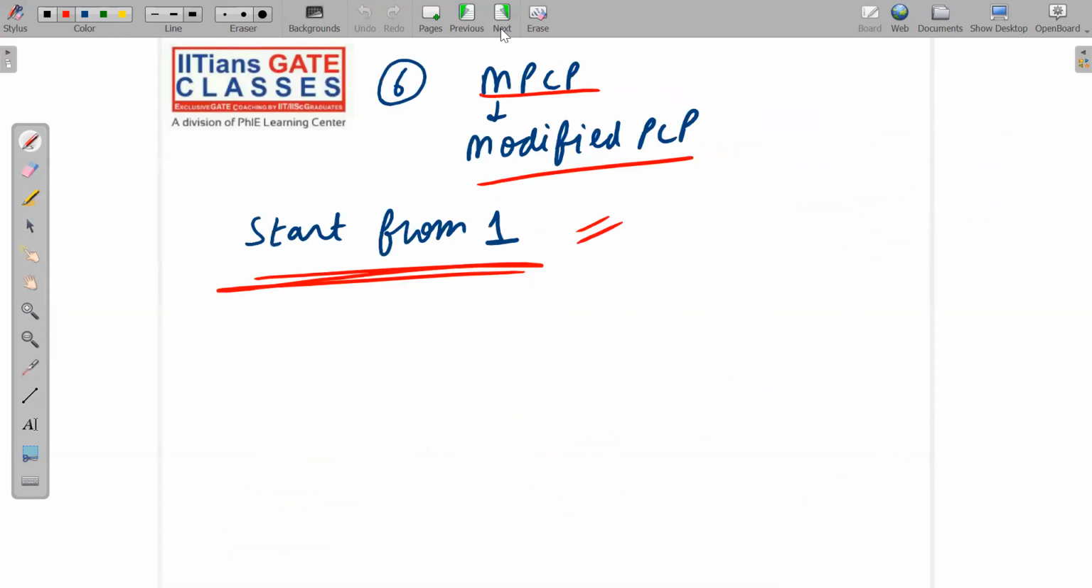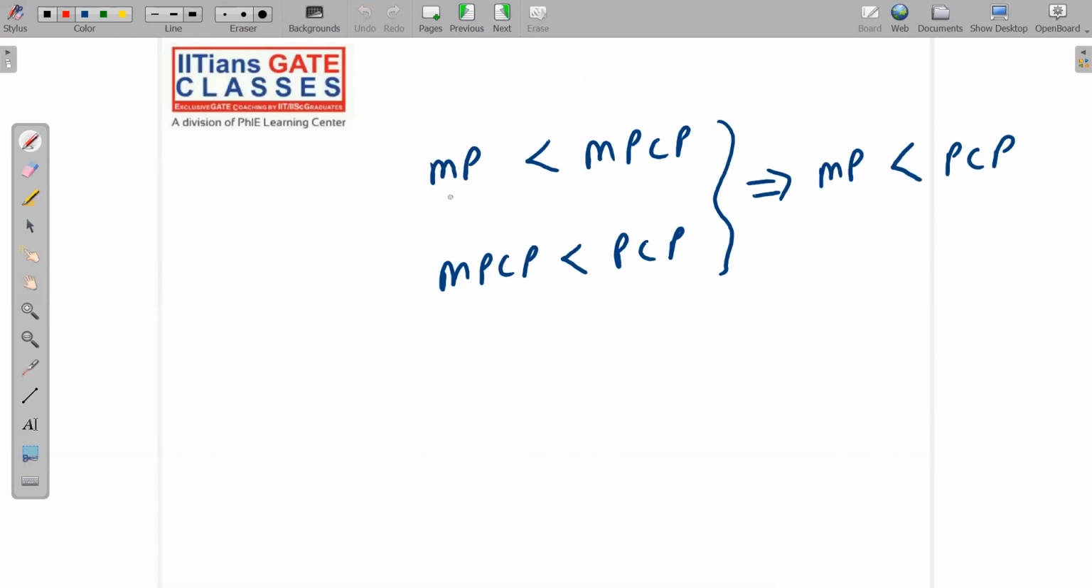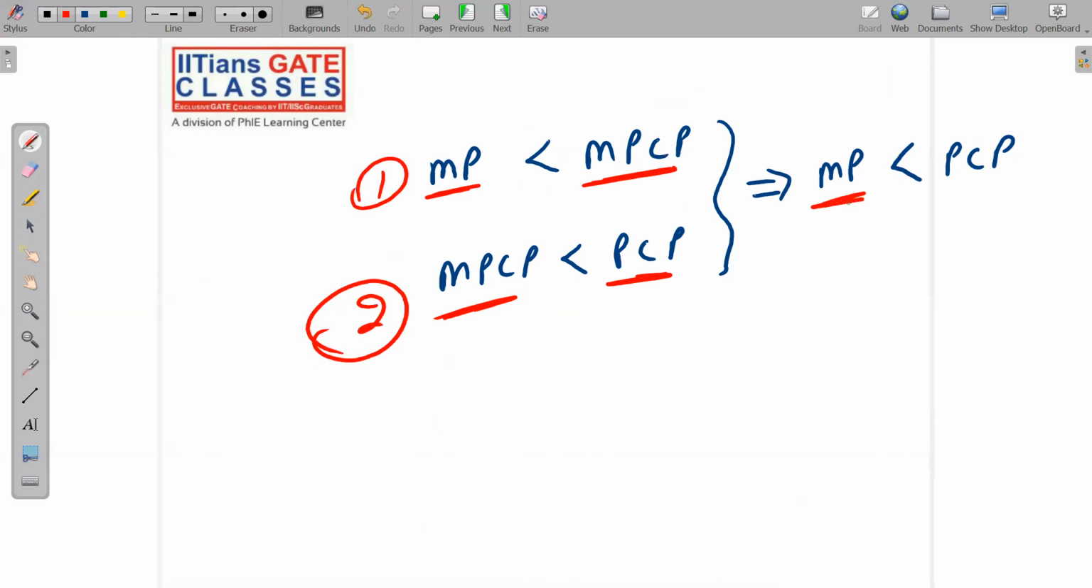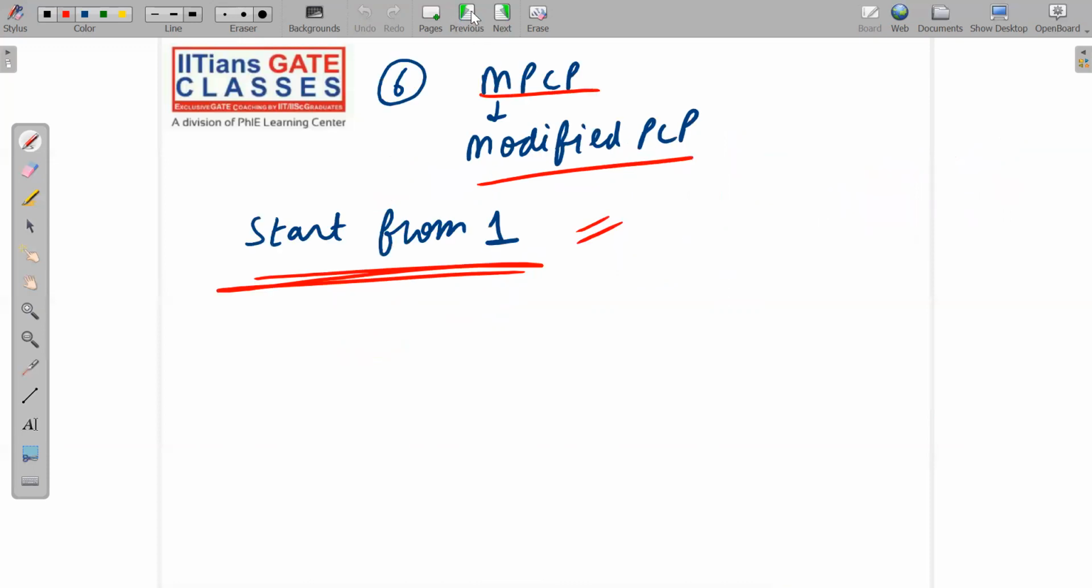Okay, so this is MPCP, and obviously it is similar to PCP. It has been proven that the membership problem is reduced to MPCP, and MPCP is reduced to PCP. From these two points, we conclude that the membership problem is reduced to PCP. You may be wondering why I have told you about MPCP. MPCP has a very important role in proving that PCP is undecidable.